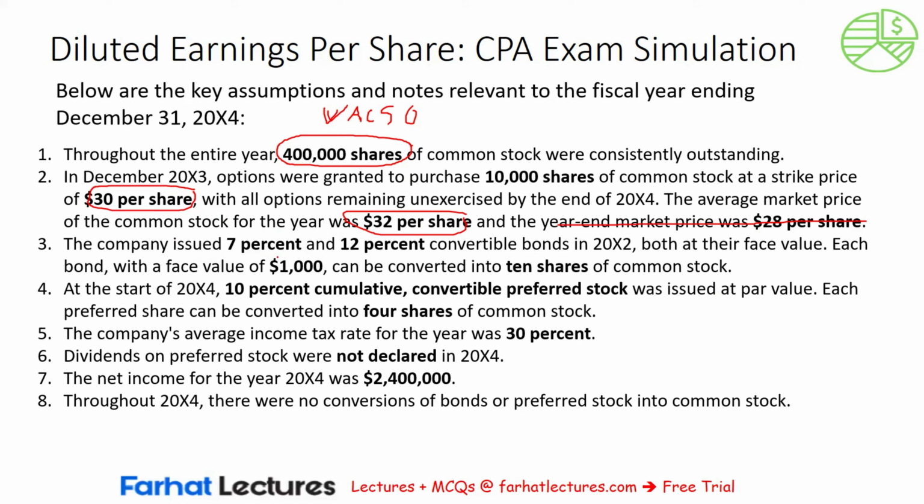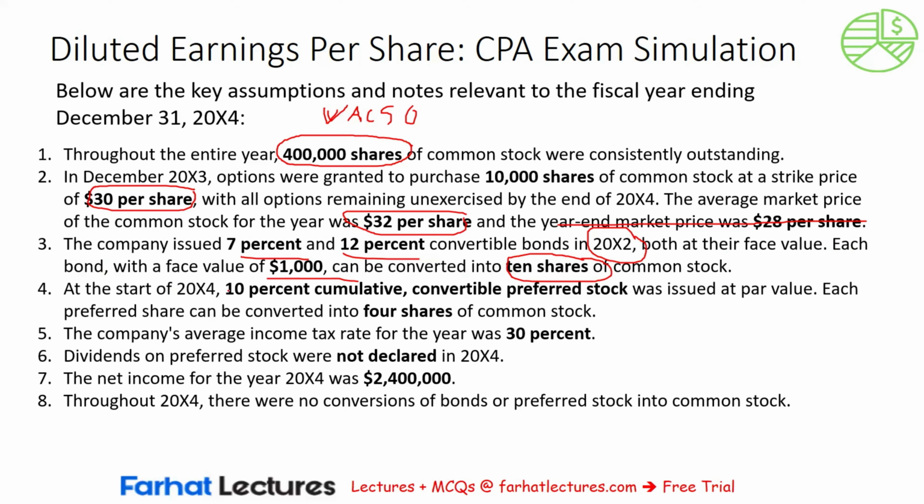Third information, the company issued 7% and 12% convertible bonds in 2000 X2. These bonds are outstanding since the beginning of the year, which also makes our life easier. Both were issued at face value, and each bond with a face value of $1,000 can be converted into 10 shares of common stock. We're going to see how to use the face value information to compute the number of convertible bonds, since it is not provided.